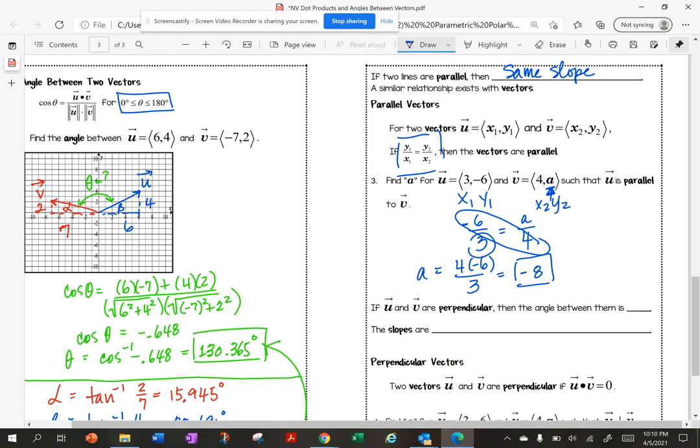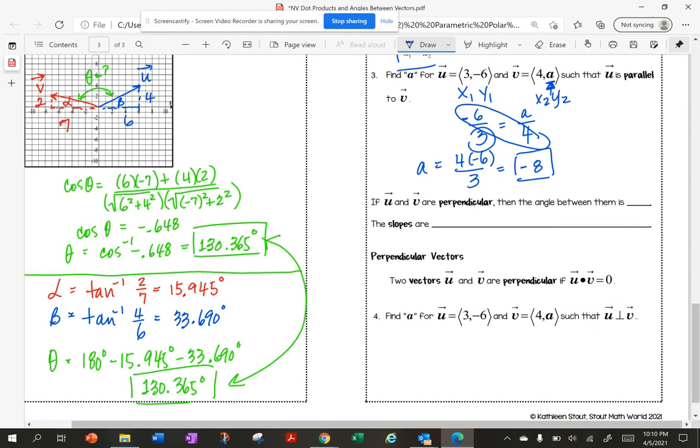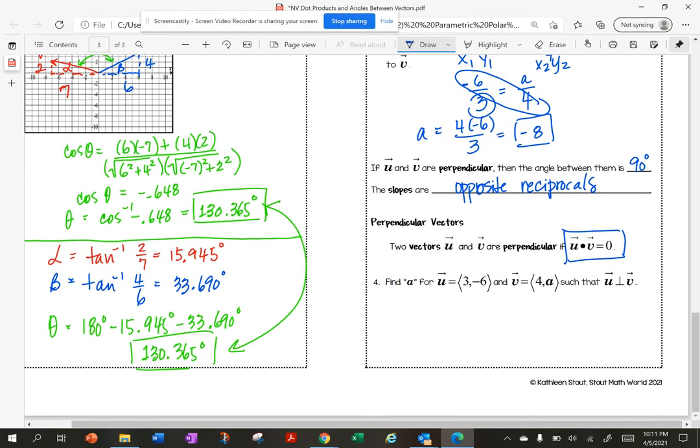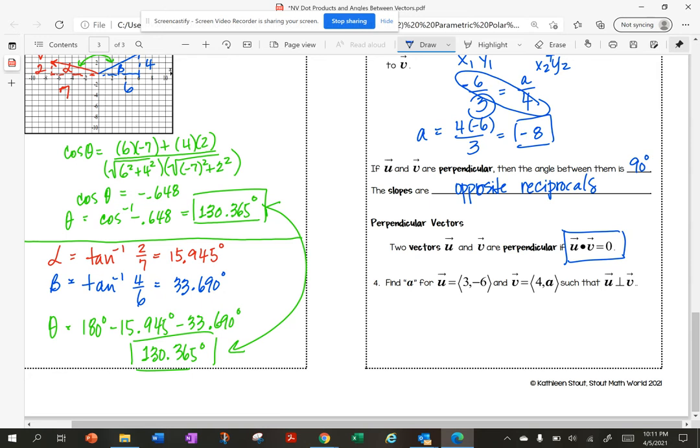Okay, if vector u and vector v are perpendicular, then the angle between them is 90 degrees, and the slopes are opposite reciprocals. So when I have my two vectors u and v, if I'm perpendicular, then my dot product is 0. So find some value a so that my two vectors are perpendicular.